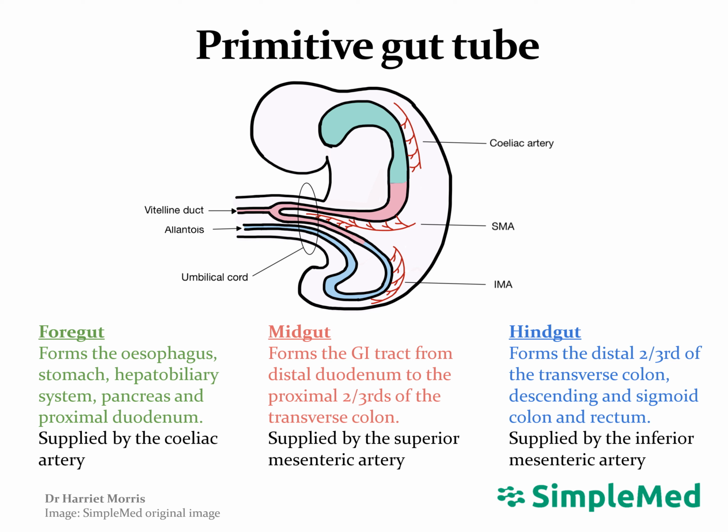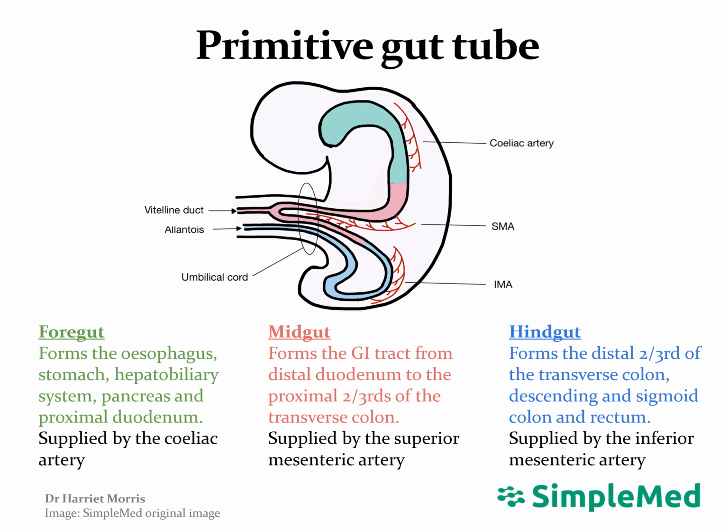We can divide the primitive gut tube into 3 parts, according to the arteries, nerves, and veins that supply each part. The foregut gives rise to the esophagus down to the proximal duodenum and is supplied by the celiac artery. The midgut forms from the proximal duodenum up to 2/3 along the transverse colon, supplied by the superior mesenteric artery. And finally, the hindgut develops into the remaining sections of the GI tract, from the final third of the transverse colon down to the rectum.